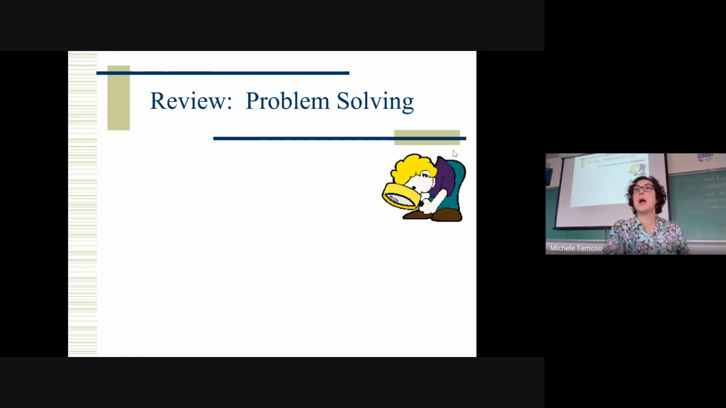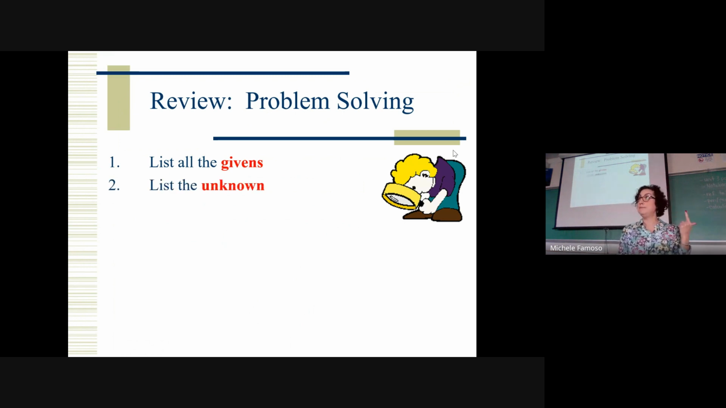So let's review the problem solving method. Do you remember what the guess method includes? What's the first step in the guess method? List your givens. There's one more slide after this. So I'm reviewing the steps with you, which I think you already know. List your givens. What's after that? List the unknown. Then what?